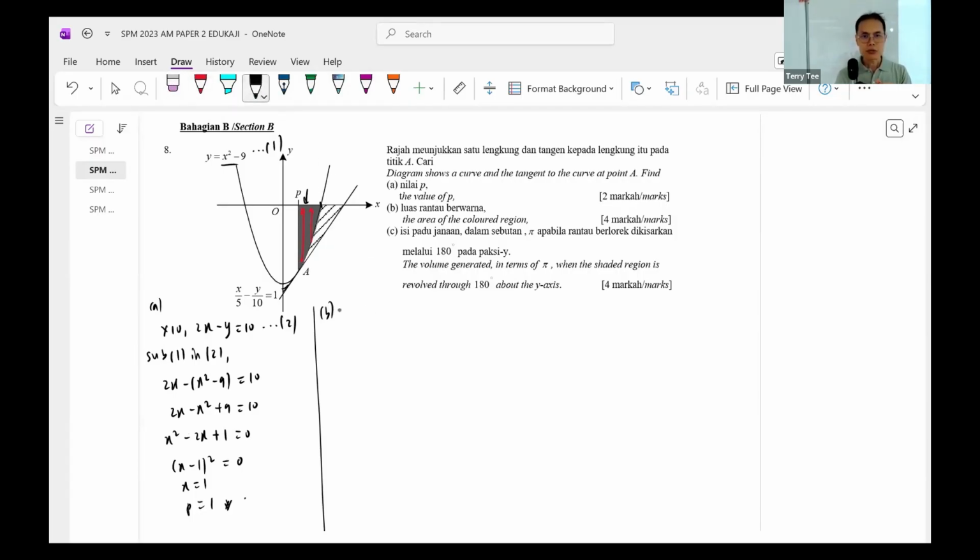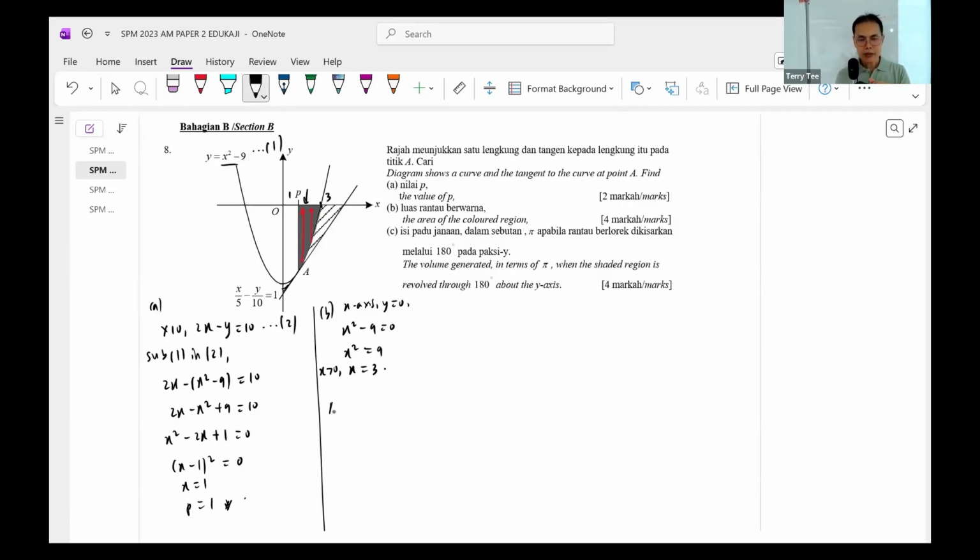At x-axis, who is 0? Y is 0. Your x squared minus 9 is 0. You can transfer the 9 over, square root of 9. X is 3. Now, you don't have to put plus minus. Y, we take the positive part. This is 3, P is 1. Can you see that? Right?